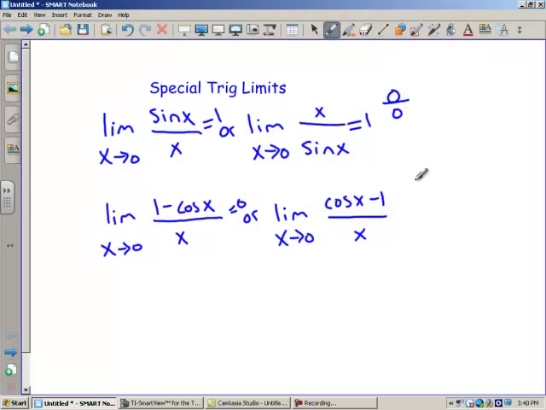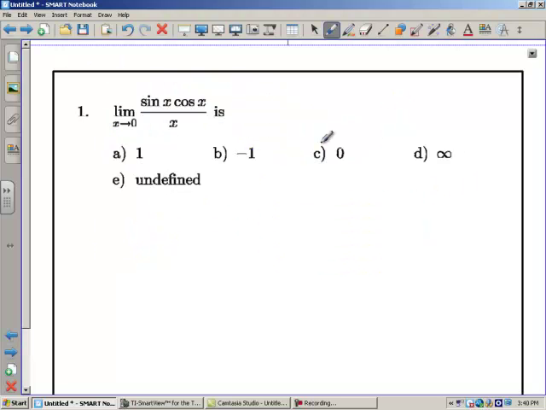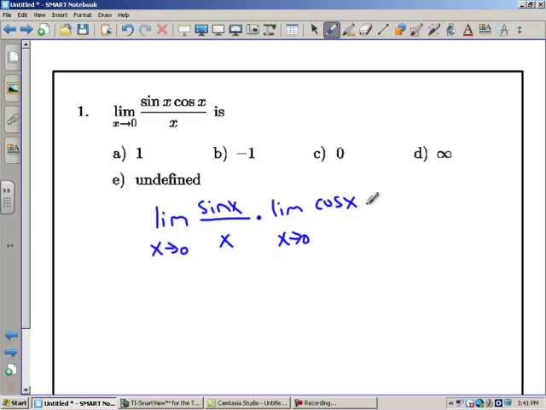So those are the two special trig limits that we're going to play with, and let's go do some examples now. Alright, so I've got the limit as x approaches 0 of sine x times cosine x over x. And we've got to work this out. So what I'm going to do is I'm going to split this up into two limits. Because of our properties of limits, we have the right to do this. So I can have the limit as x approaches 0 of sine x over x times the limit as x approaches 0 of cosine x.